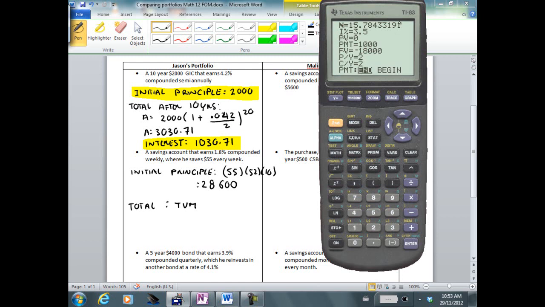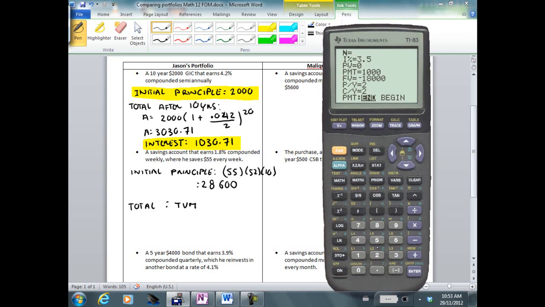Now, what is your N value? 520 is correct, because you pay every week for 10 years, 55, right? Now, your interest is 1.8, so let's change this to 1.8. Present value, I'm poor, so I have $0. Payment, 55. P/Y, that's going to be 52. C/Y, automatically 52. And again, we go to future value.